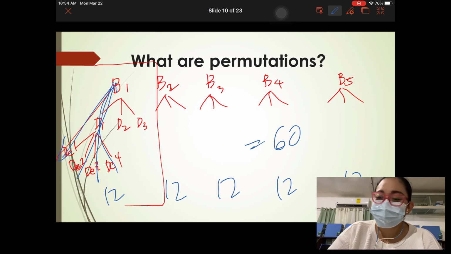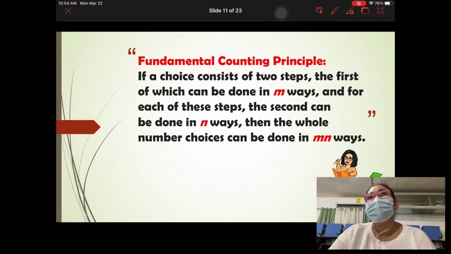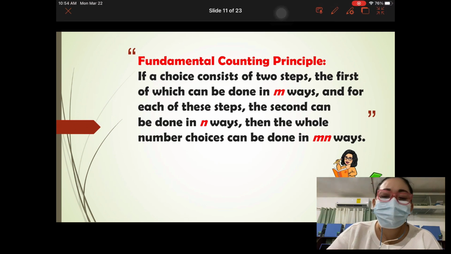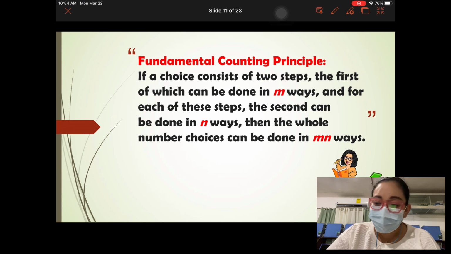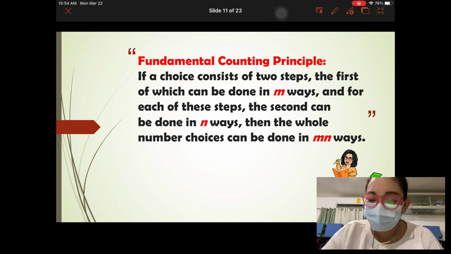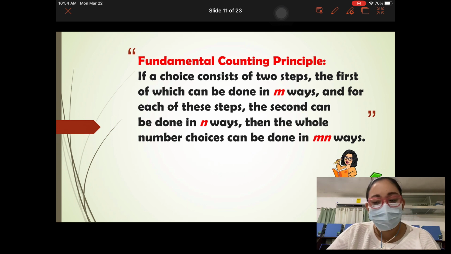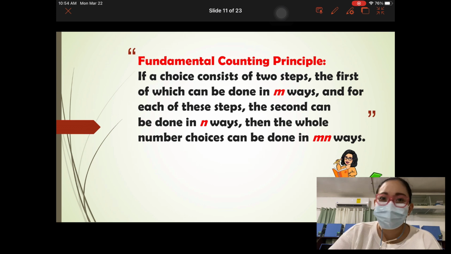Okay? Now, to formally define, kailangan maintindihan natin yung tinatawag natin na fundamental counting principle. Ano ba itong fundamental counting principle na ito? Bakit pa tayo meron ito? So, if a choice consists of 2 steps, the first of which can be done in m ways, and for each of these steps, a second can be done in n ways, then the number of choices that can be done is going to be m times n.